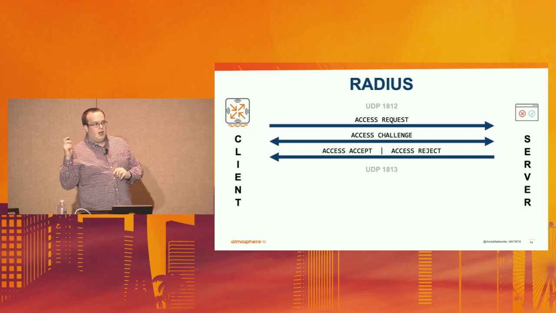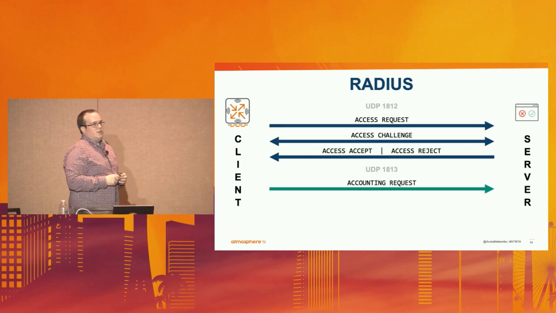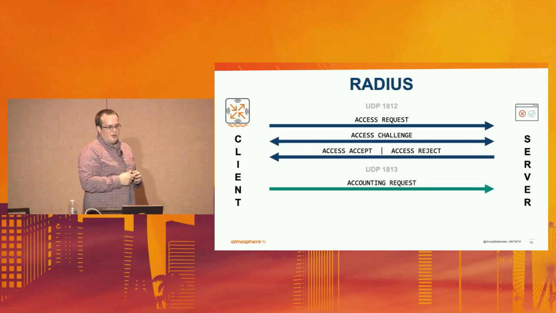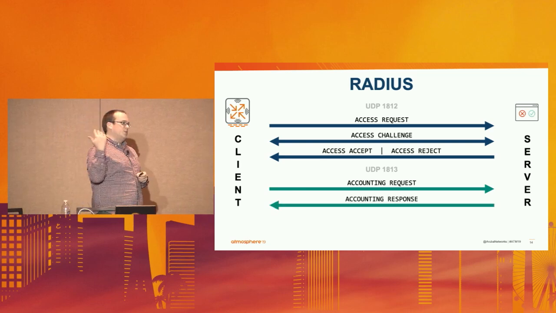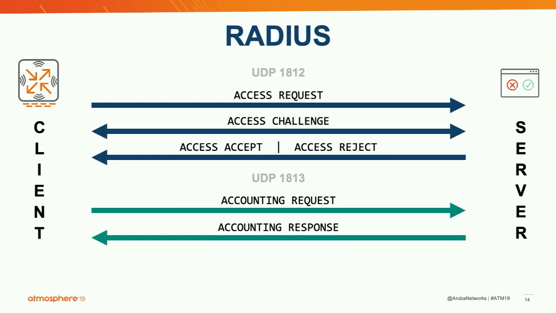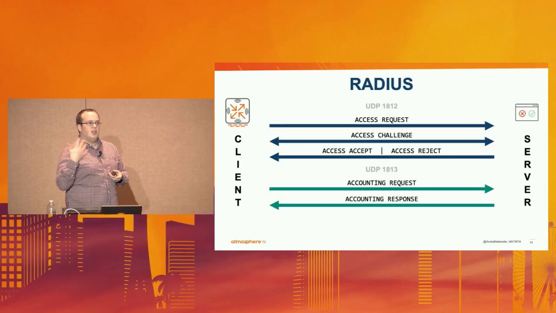Now, in terms of accounting, that uses UDP 1813, a different port, which needs a different firewall request. Accounting requests get sent to the server, and the server simply acknowledges that it received the accounting request. That could be a start, an interim update, or a stop. A start says, hey, I'm on the network. An interim update is generally going to be updating how much bandwidth the user has consumed, but it may also include an IP address.